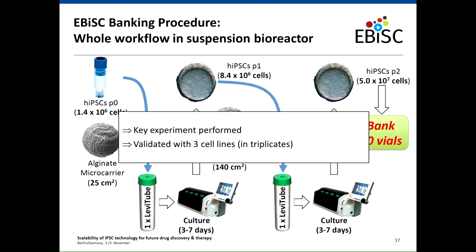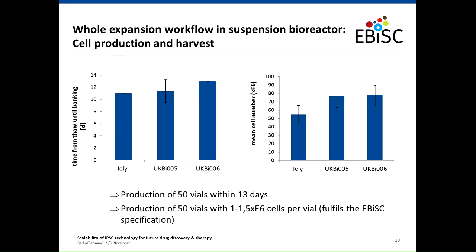This workflow was validated with 3 different cell lines in triplicates. We used these 3 cell lines here, and what we can show is that it was possible using this protocol to produce 50 vials within 13 days. So you can see here even 11 days, here 13 days, and that we also receive the cell numbers that we need. So at the end, it was possible to produce 50 vials with 1 to 1.5 million cells per vial. So we could fully fulfill the EBiSC specification using this setup and this protocol.